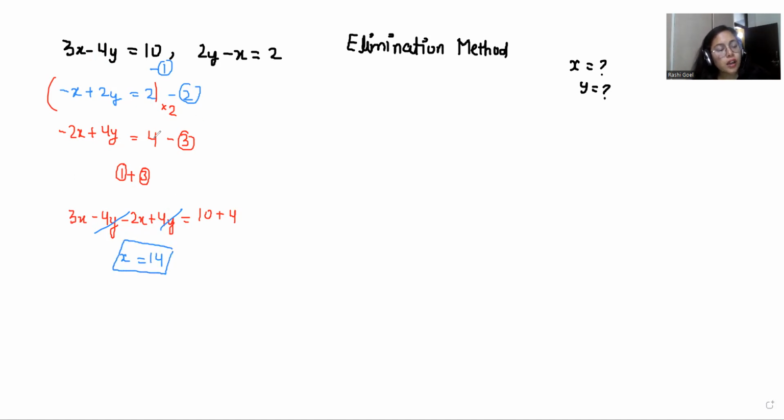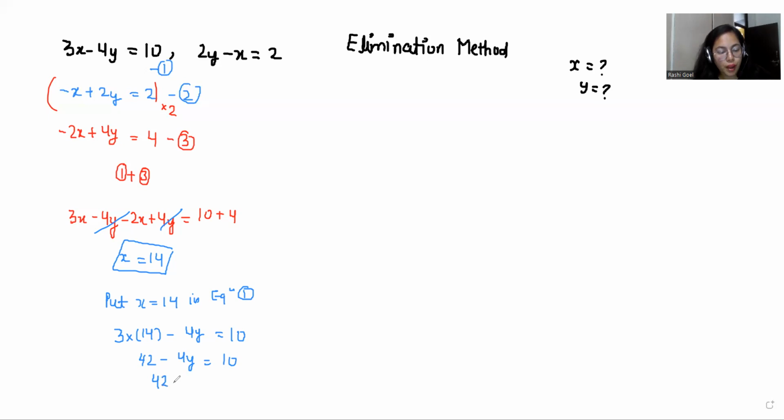Now we can put the value of x in any equation, either 1, 2 or 3. So I'm putting it in equation number 1. Put x equals 14 in equation first. So 3 times x, that is 3 multiplied by 14, minus 4y equals 10. 3 times 14 is 42, minus 4y equals 10.